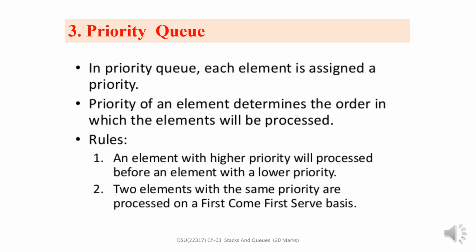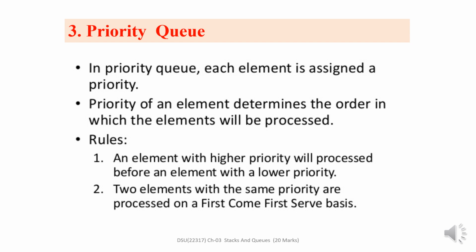Now the third type of queue is the priority queue. As the word meaning, priority means the prior thing. In the priority queue, each element is assigned a priority. Priority of an element determines the order in which the element will be processed. There are some rules for the priority queue. First, an element with higher priority will be processed before the element with lower priority. Then two elements with the same priority are processed on a first come first serve basis.